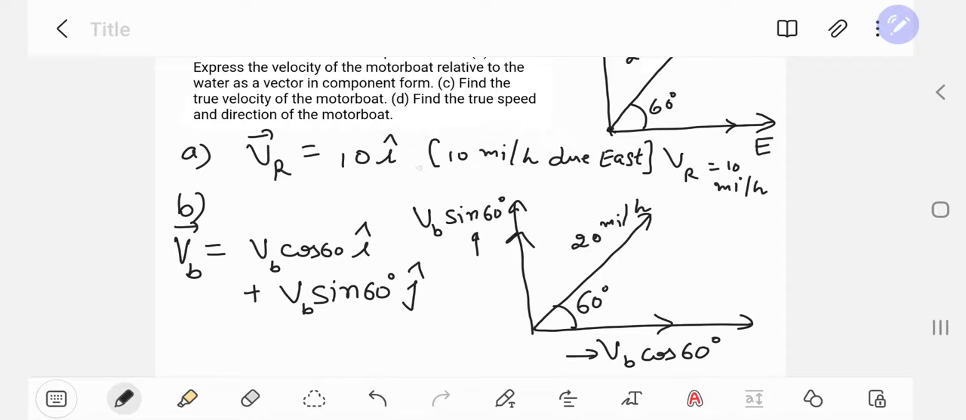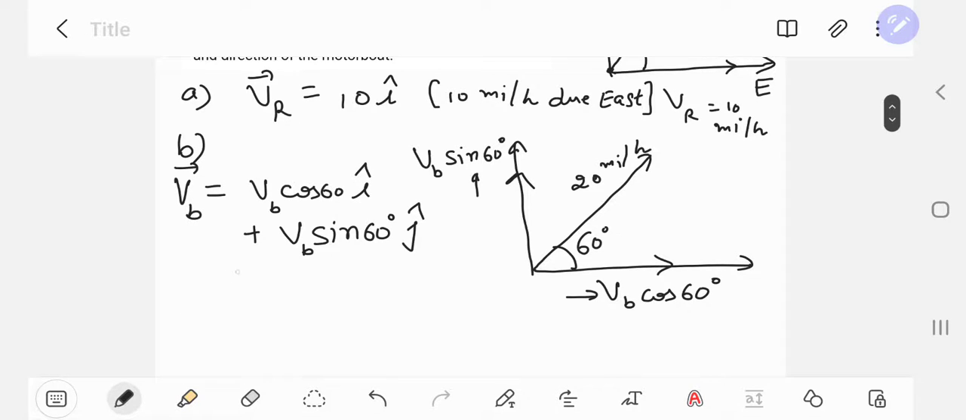The third part we have: find the true velocity of the motorboat. So what will be the true velocity? Let me calculate these values, then I'll plug in the values directly. Okay, so I calculated those values, and I found something like this: this one will be 10 i cap, plus 17.32 j cap. So this is the value of the boater's velocity in vector component form.